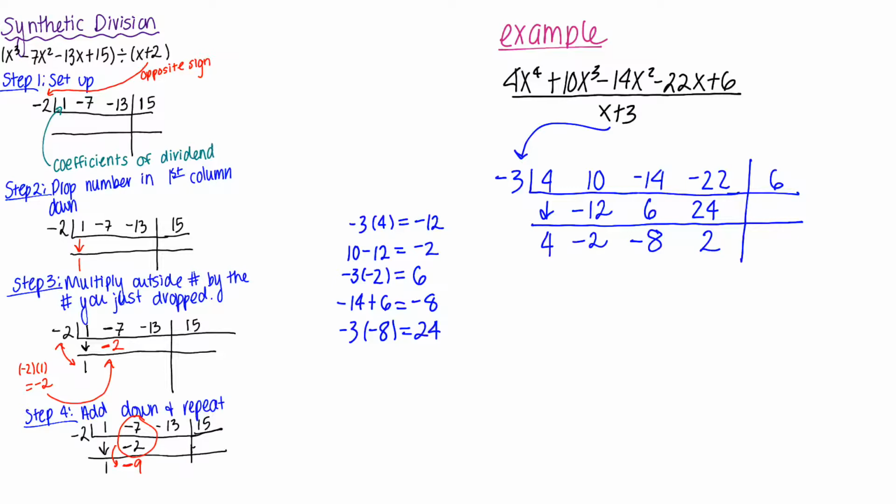So where was I on this? Let's see. Negative 22 plus 24 equals 2. And then we're just going to keep going. So 2 times negative 3 is -6, and 6 minus 6 is 0. So here's what we have going on. This guy right here, this is the remainder.